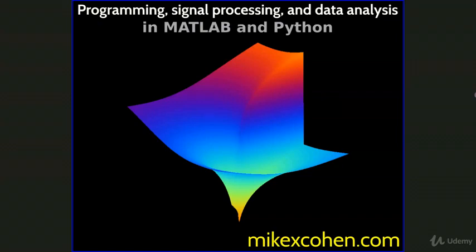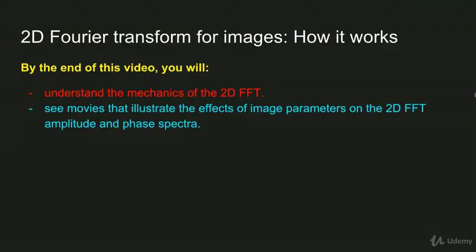In this video, I'm going to explain the 2D Fourier transform. In some sense, the 2D Fourier transform is just a simple and straightforward extension of the 1D Fourier transform that you've been learning about so far. Unfortunately, however, it's not all that simple.